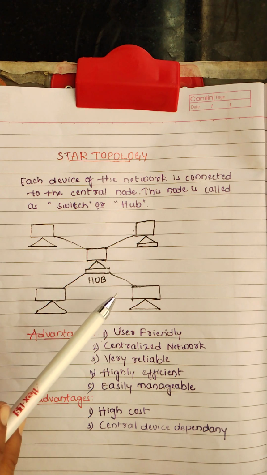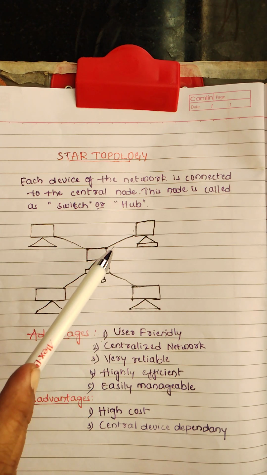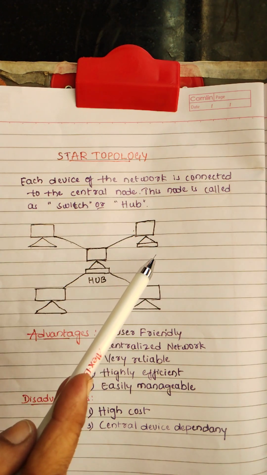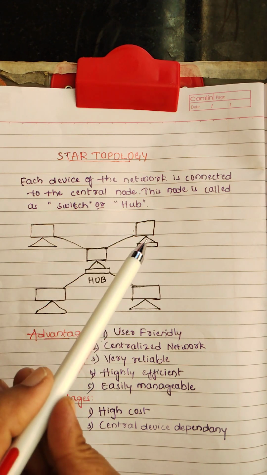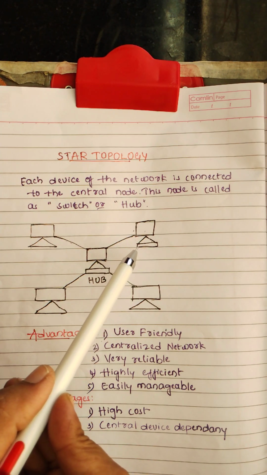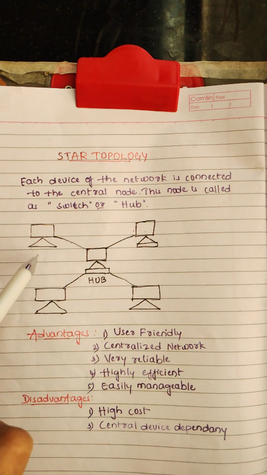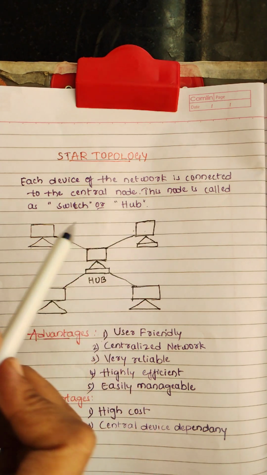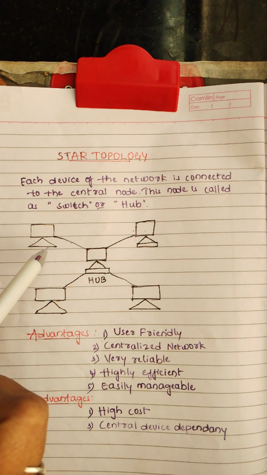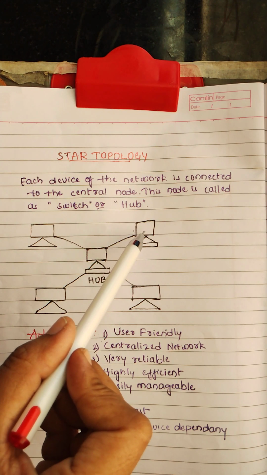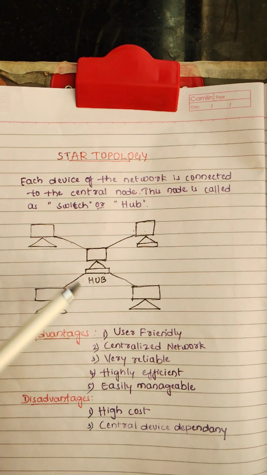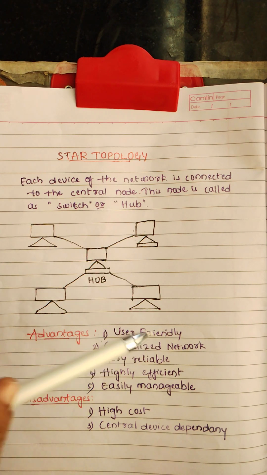It means without affecting the rest of the network, here a new node can be added easily. It means if this machine fails, then these 3 machines are not affected, and without disturbing these 3 machines we can remove the affected machine. For that reason we said star topology is user friendly.